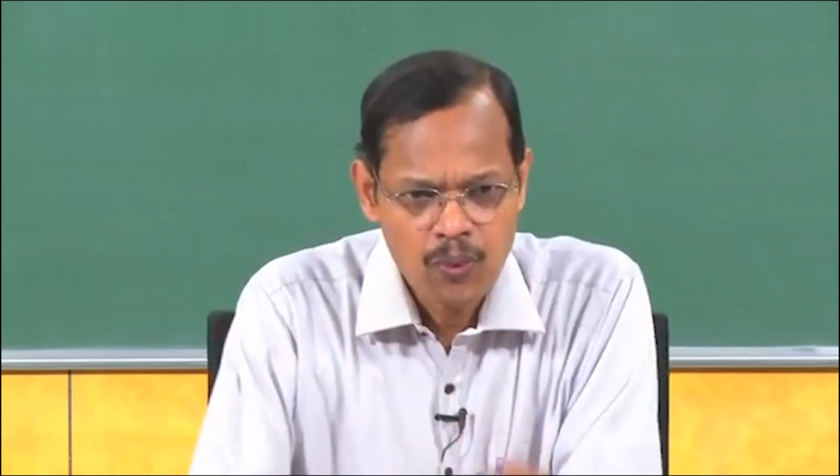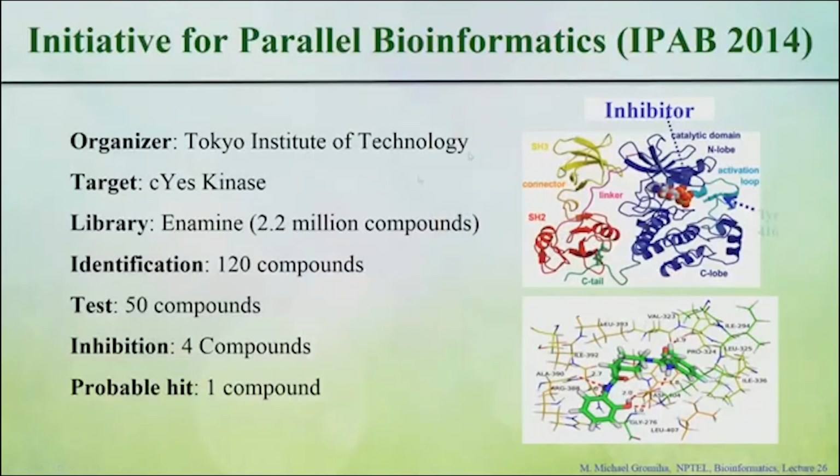Okay, I show one example. Here you can see the CSK kinase protein. This is involved in colorectal cancer. So, the target is CSK kinase, and the question is how to identify inhibitors for this particular protein. So, in 2014 an institute organized a competition, because there are several methods available for docking. For example, we discussed various software such as AutoDock and Glide. Likewise, there are hundreds of software available, with different ways to get the probable compounds.